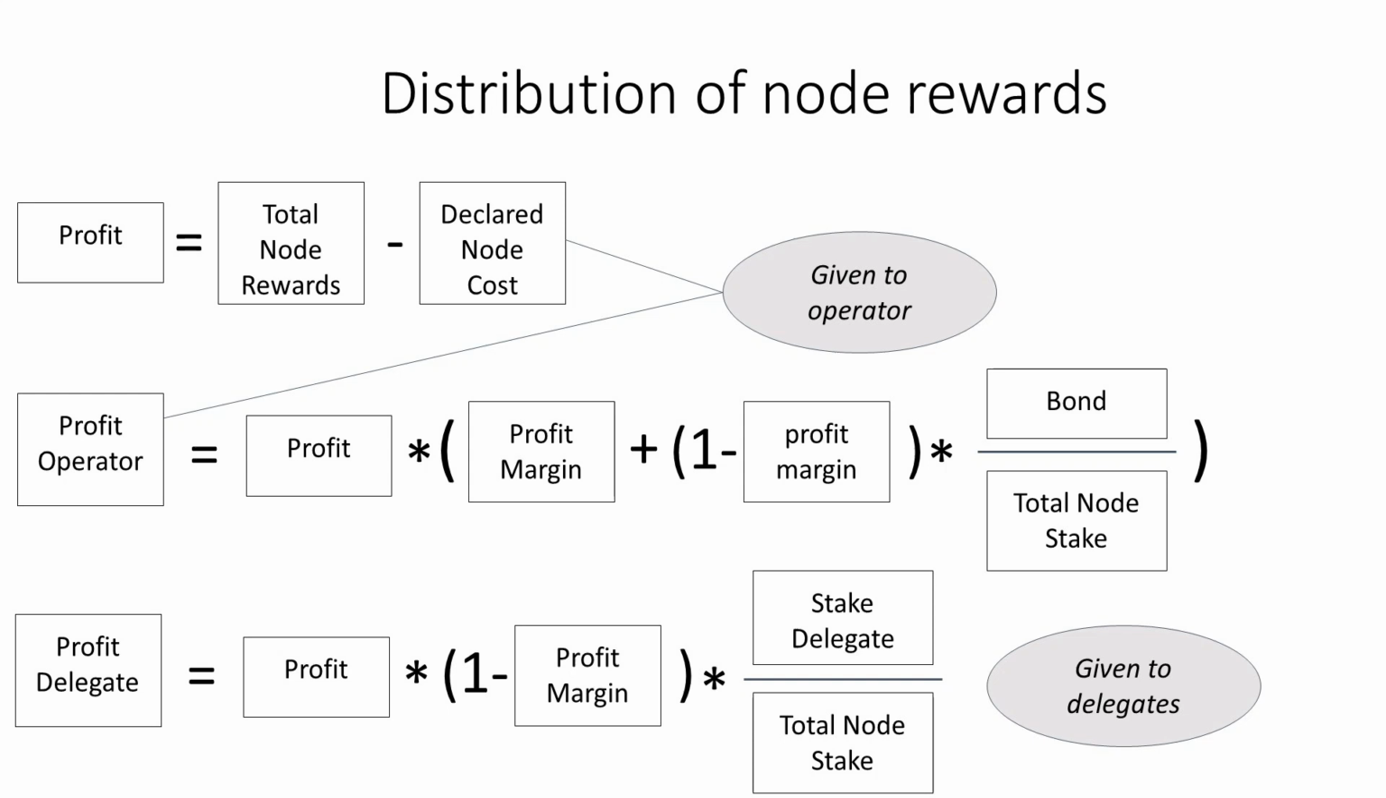And what do delegates get? Whatever was the profit for the node after the cost, multiplied by whatever is not taken by the operator as profit margin, and then proportionally their percentage of stake over the total stake of the node. This is what the delegate gets. So if you have 1% of the total node stake, then you will get 1% of the profit that is not taken by the profit margin.